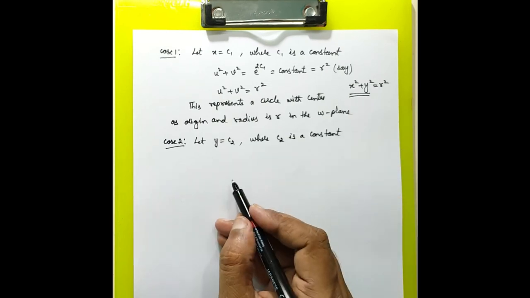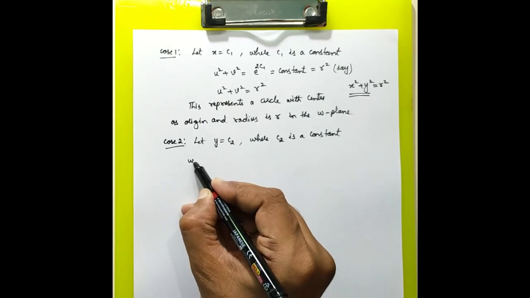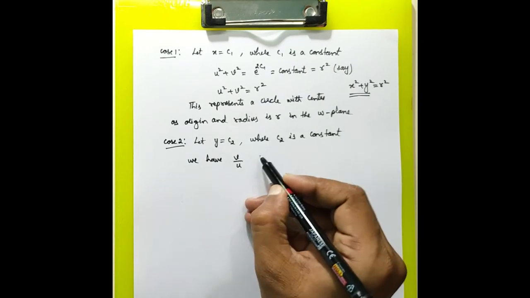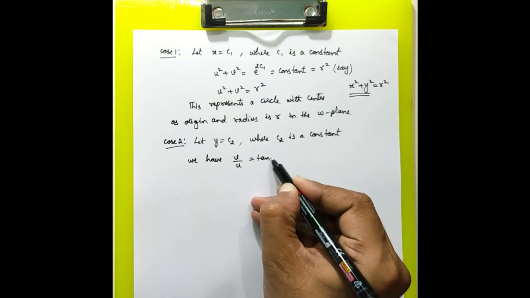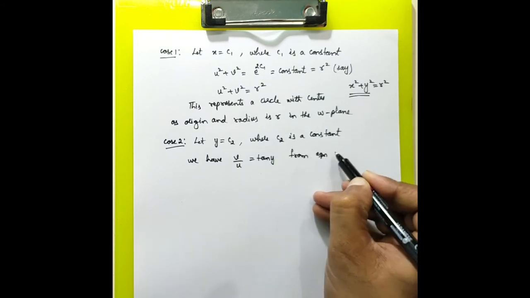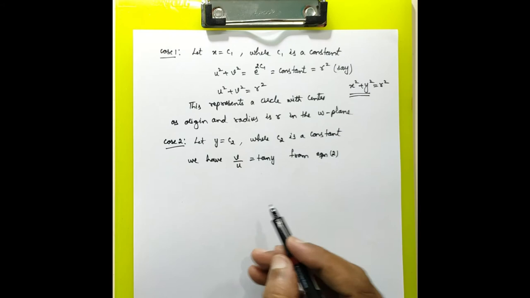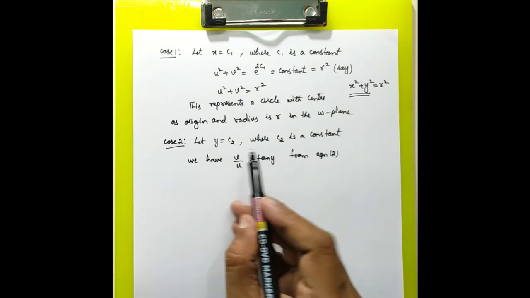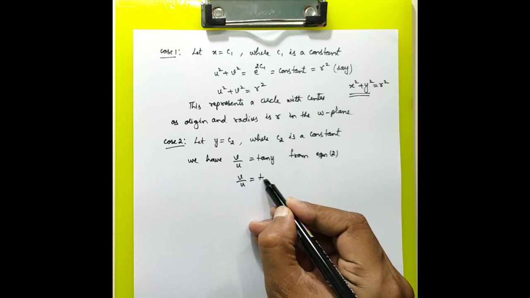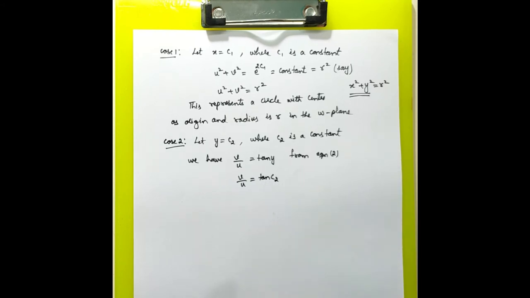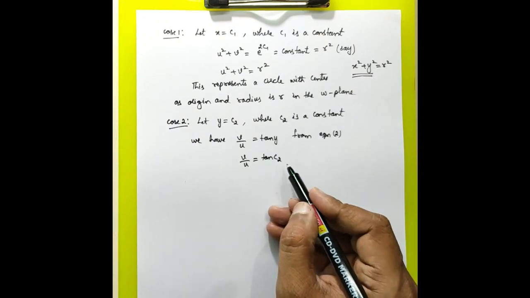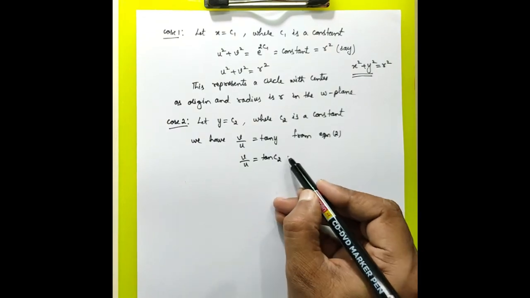C2 is a constant. So we have the equation V by U is equal to tan of Y. This is from equation 2. From equation 2 I have taken this value, but the value of Y is C2, so V by U is equal to tan of C2. We got V by U equal to tan of C2, but what is this tan?